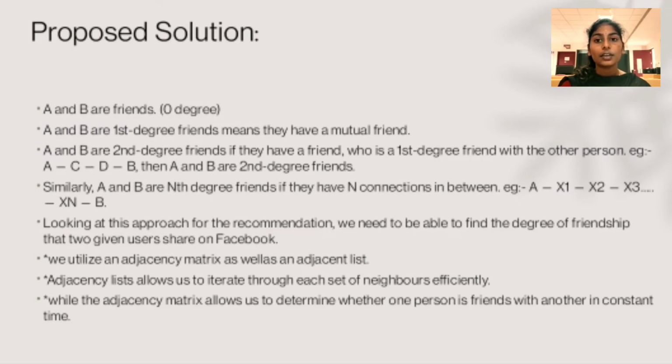Looking at this approach for recommendation, we need to be able to find the degree of friendship that two given users share on Facebook. We utilize an adjacency matrix as well as an adjacency list. The adjacency list allows us to iterate through each set of neighbors efficiently, while the adjacency matrix allows us to determine whether one person is friends with another in constant time.